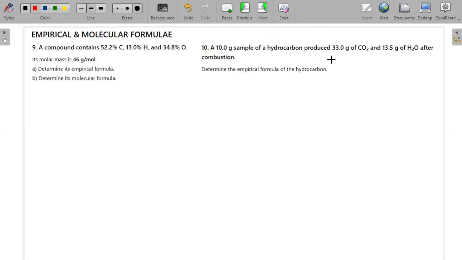If you've been given the amount of carbon dioxide and the amount of water, you can indirectly find the amount of carbon and the amount of hydrogen that was in the original sample that we are combusting. Combusting simply means reacting with oxygen. Here they're saying a 10-gram sample of a hydrocarbon. Hydrocarbon simply means it contains carbon and hydrogen only. This we can call X, the hydrocarbon, which was reacted with oxygen.